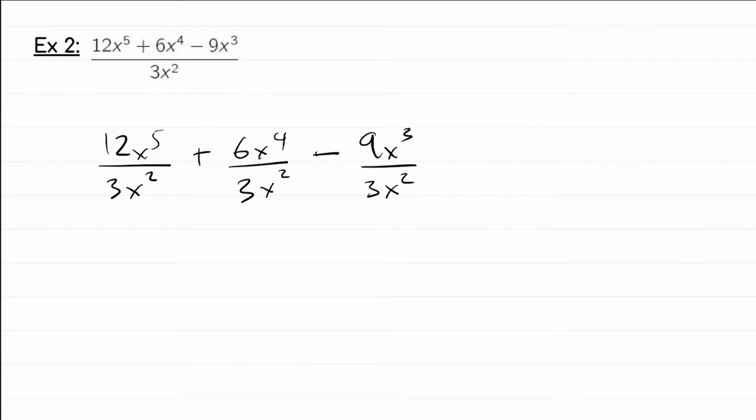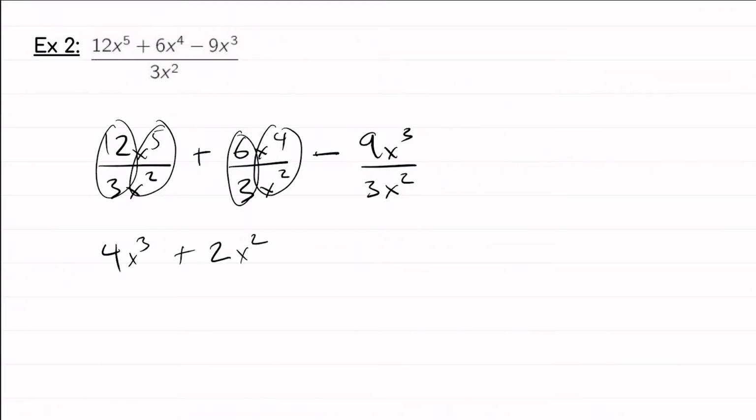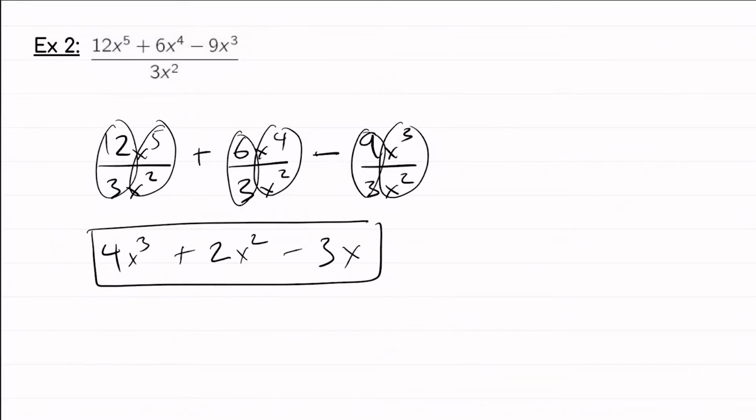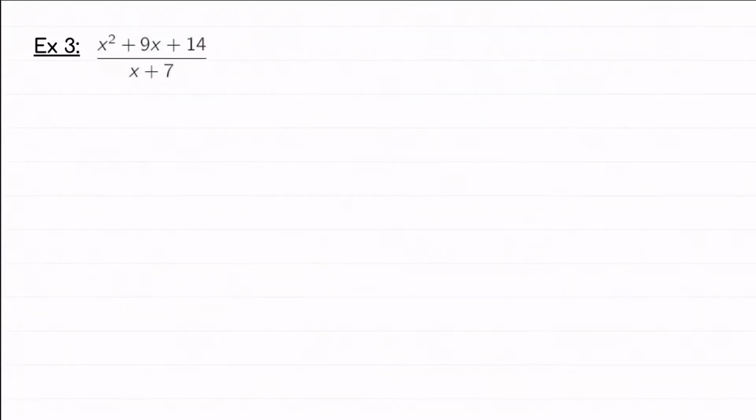You notice this makes it a little easier because you can reduce the fractions. 12 and 3 gives us 4, x to the 5th and x squared. Remember, when you're dividing exponents, you subtract them, so 5 minus 2 is x to the 3rd. 6 and 3 gives us 2, and x to the 4 minus 2 gives us x squared. Negative 9 over 3 is just negative 3, and x to the 3rd over x squared, 3 minus 2, is just x. And then you have your answer. So sometimes it can be simple if you have a single term, a monomial, on the bottom. But if there's more than one term, like x plus 7, you actually have to apply long division.